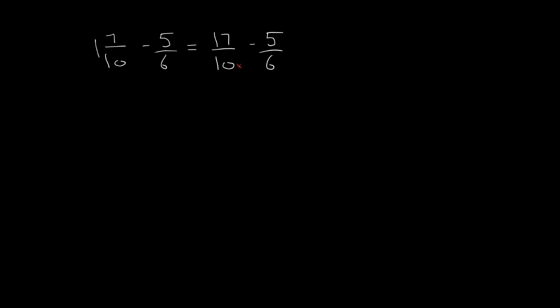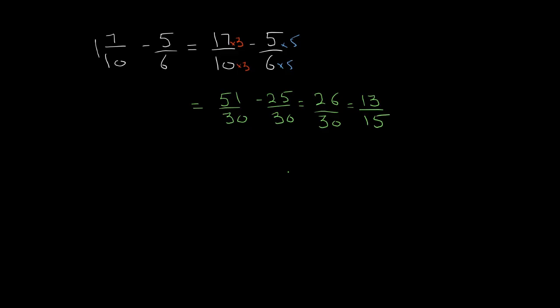You have to multiply this by 3, which means you have to multiply this by 3. You have to multiply this number by 5, which means you have to multiply this number by 5. So you get an answer where 17 3s are 51, so you get 51 over 30 minus 25 over 30, which is equal to 26 over 30, which you can simplify by dividing the numerator and denominator by 2 to 13 over 15. Okay, so hopefully this should all be clear, and I'll see you next time.